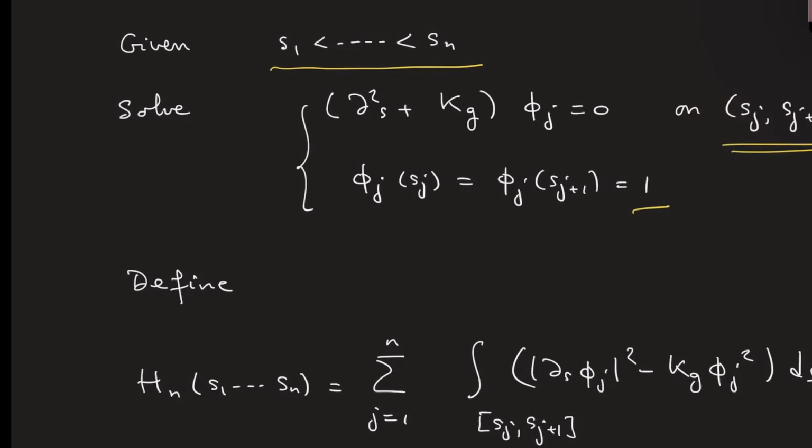And then what you do is that you cook up the sum of the Dirichlet energy of all these functions here. So now this is a function that only depends on S1 to Sn, provided you can solve this equation along this interval. But let's imagine that this is okay. So you have a functional which we call Hn, which depends only on points S1 to Sn.